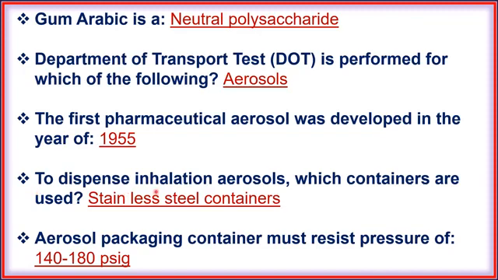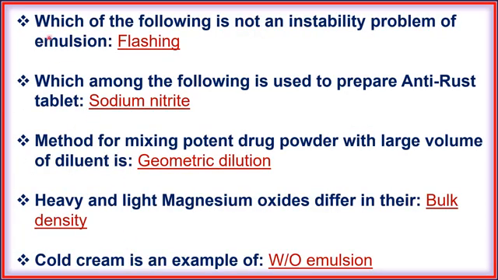Next, to dispense inhalation aerosols, which containers are used? Stainless steel. Next, aerosol packing containers must resist pressure of 140 to 180 psi. Next, which of the following is not an instability problem of emulsion: flushing? Next, which among the following is used to prepare anti-rust tablet? Sodium nitrite. Next, the method for mixing potent drug powder with a large volume of diluent is geometric dilution.